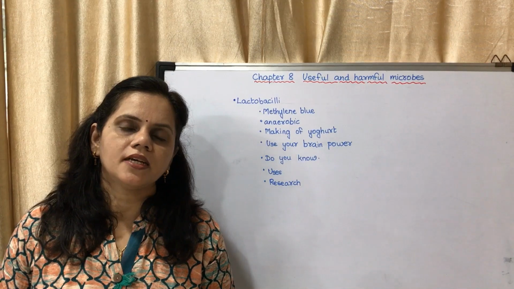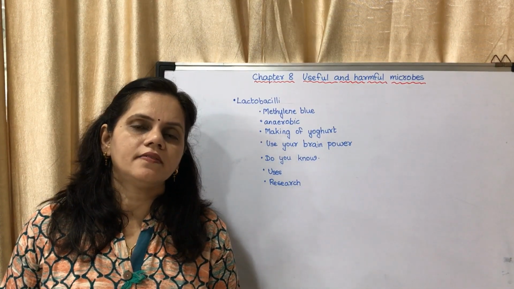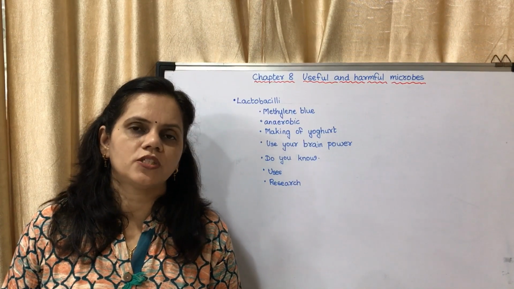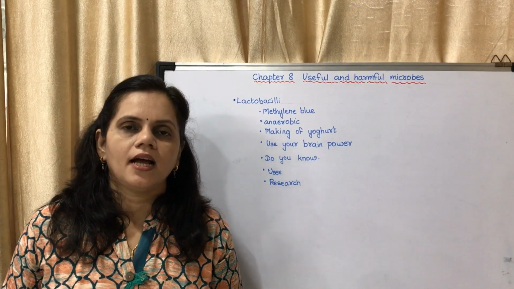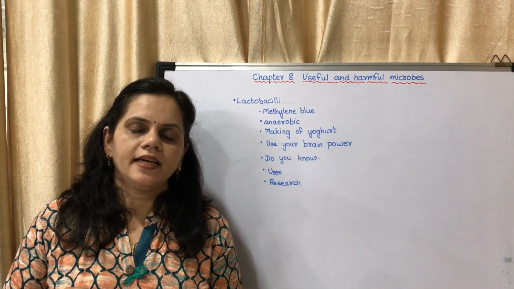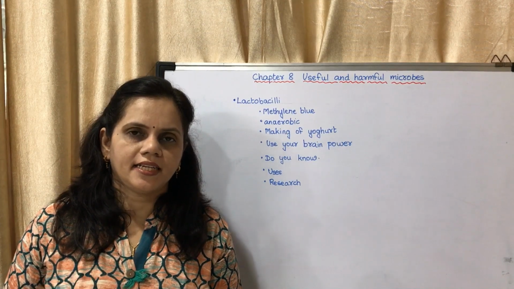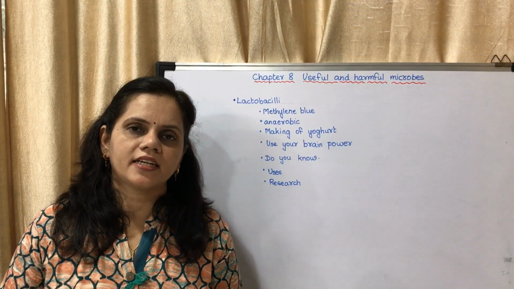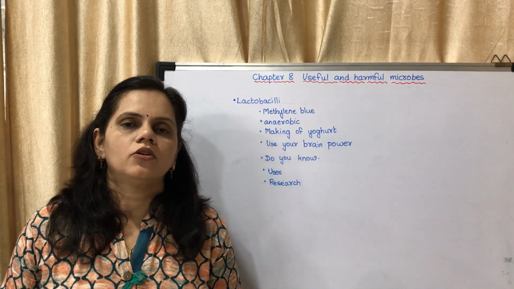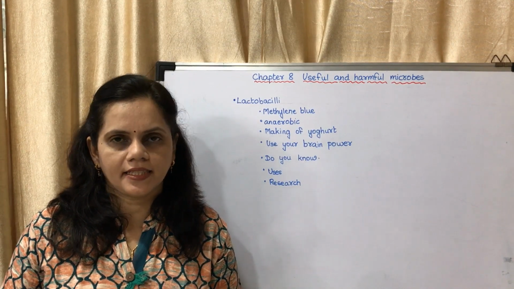So what happens? The lactobacilli which is present in the milk, it converts the sugar lactose which is present in the milk into lactic acid. I repeat, lactobacilli converts lactose into lactic acid. Where is lactobacilli? In the curd itself. Where is lactose? In the milk itself. Okay, so the lactobacilli converts lactose into lactic acid.